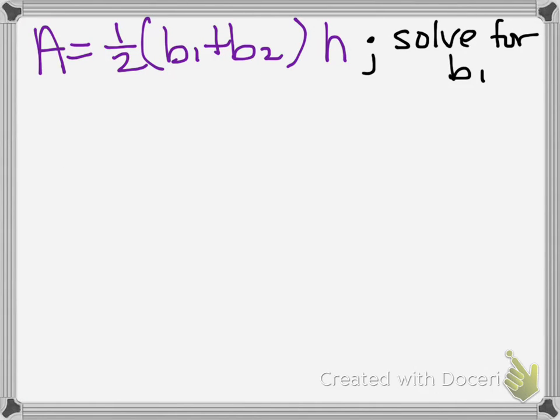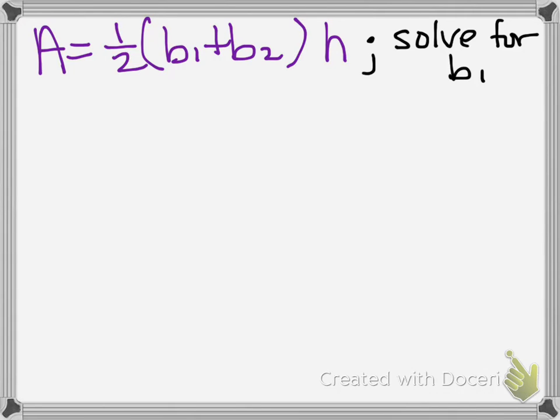On our next equation, we have the area of a trapezoid, and we're asking that we solve for B1. Notice there's a B1 and a B2, and in mathematics, economics, business, and science, B1 and B2 are different variables, just as if we had used a B and a different letter here. They are considered to be completely different from each other. So we want to get the B1 by itself.